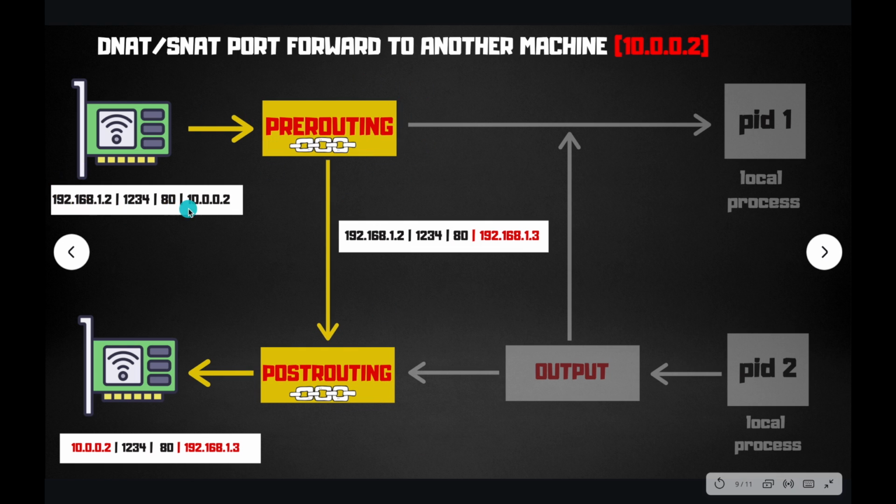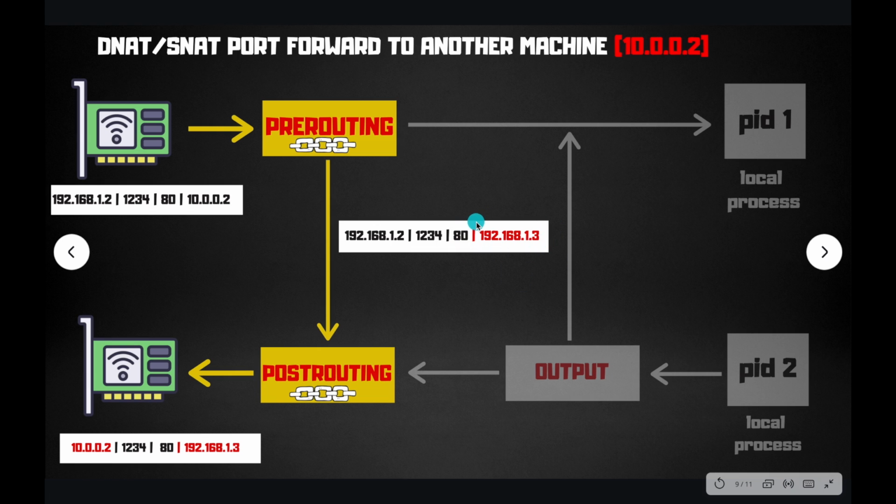So as the packet arrives to this machine, this machine is 10.0.0.2. Got it? And we're arriving on port 80 from 1234. This is the source port. This is our source IP address. The first thing, pre-routing. What do we do? Change the destination NAT IP address to 192.168.1.3. We explained that.